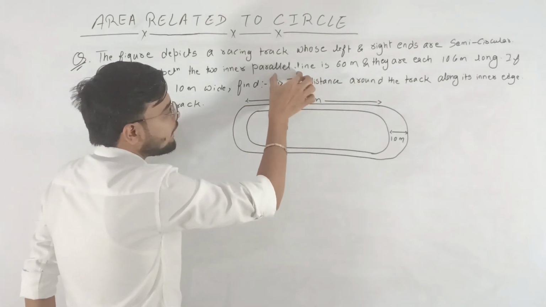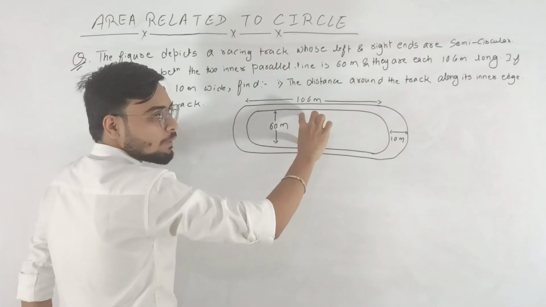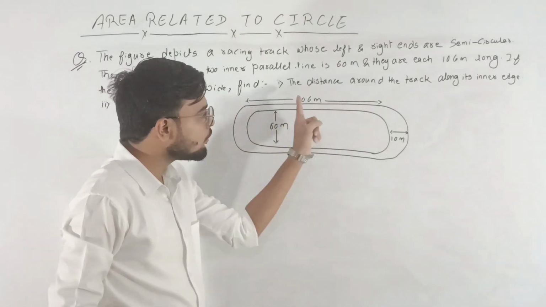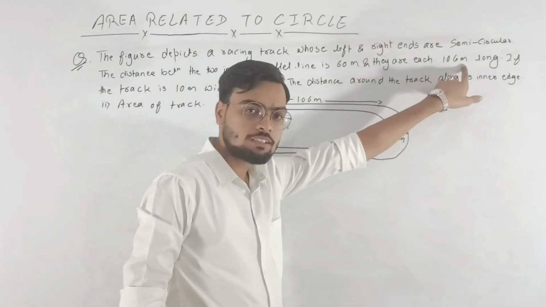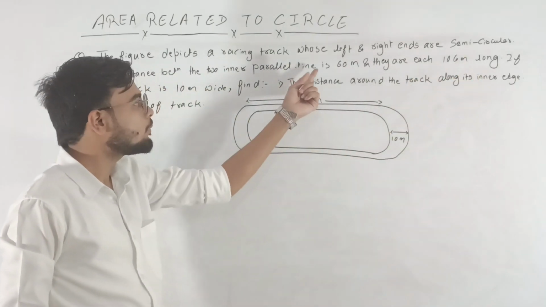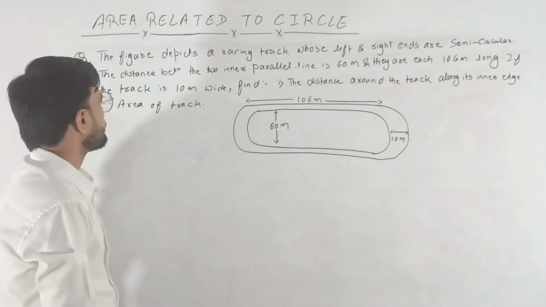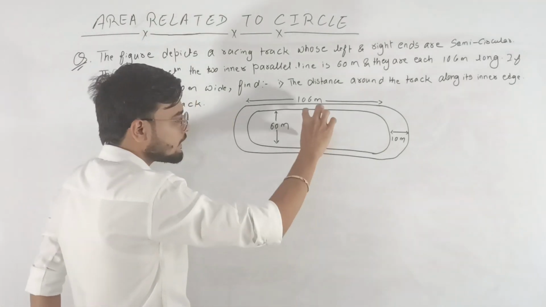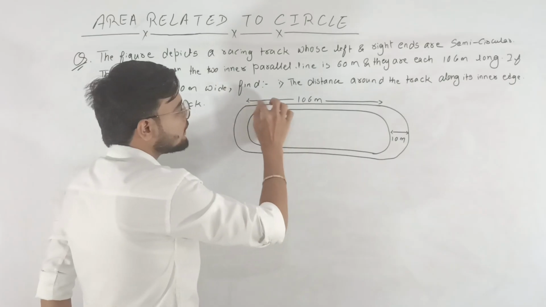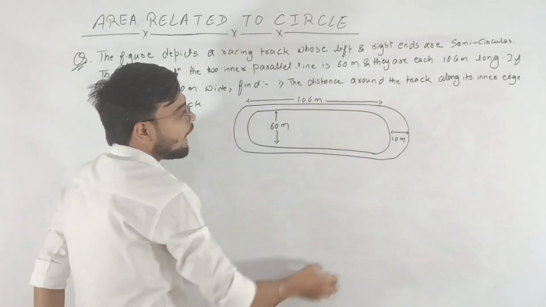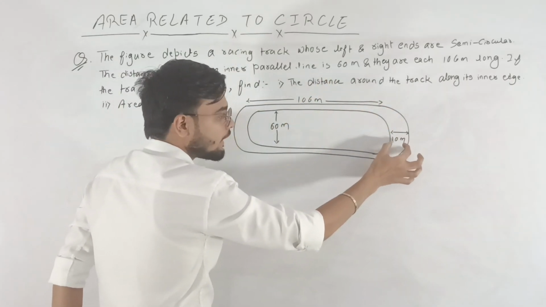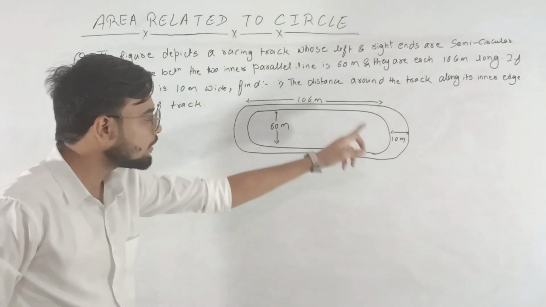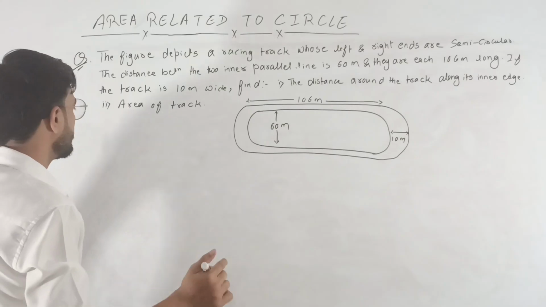And what is given? The distance between these two parallel lines is given as 60 meter, and the length of this track is given as 106 meter, and the width of the track is also given, which is 10 meter. So look here, this distance is 60 meter, the length of this track is 106 meter, and this thickness or width of the track is 10 meter. Then we have to find the length of the inner side of the track, then the area of the track.